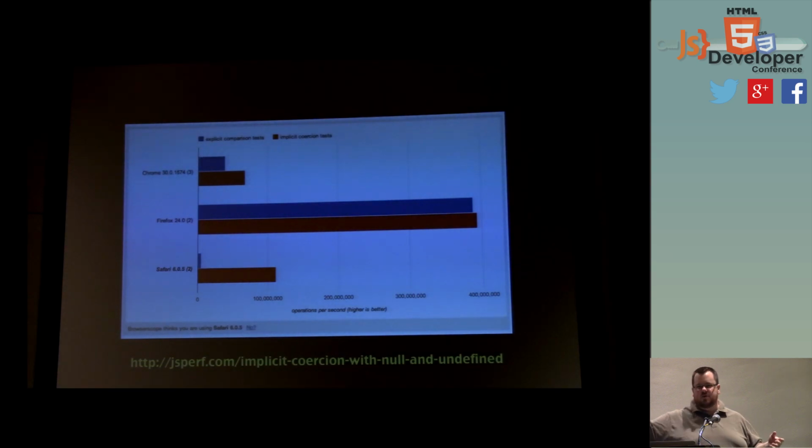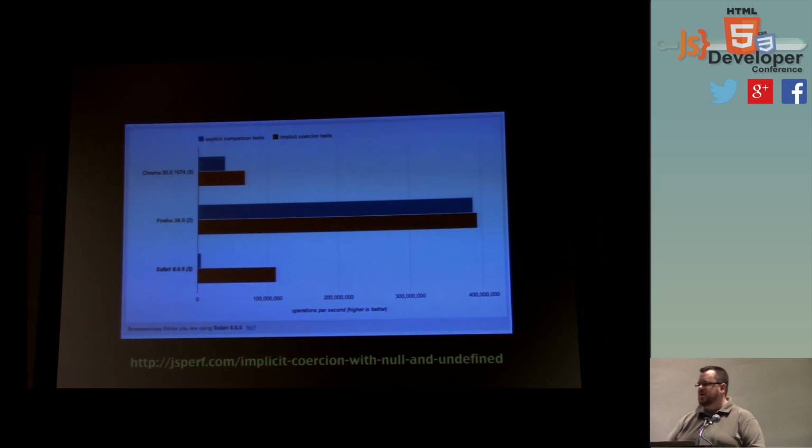What about the performance? This is a website called jsperf.com, and we did some tests about whether or not the implicit versus the explicit form of those two tests matter in terms of performance. So for some context here, the bigger the bar, the better. That is, the further it stretches to the right, the better. And the red bar represents the implicit test.